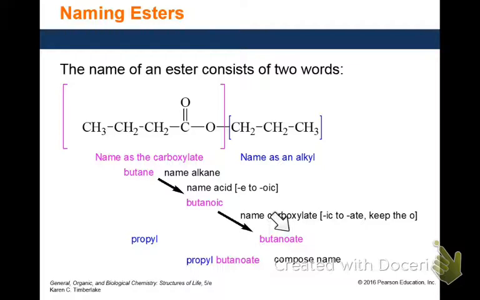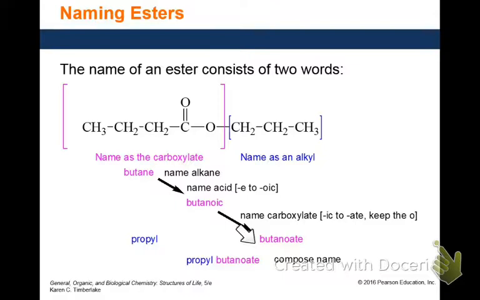You remove the word acid from it. Yeah, you get rid of the word acid too. So start with butane. You name the acid, and then to name the carboxylate, you take the name of the acid, get rid of the IC, and then you put the ATE at the end. I didn't say that you leave the O there before, but the O gets left in there. So this chart will tell you how to name both the acid and its conjugate base, okay?